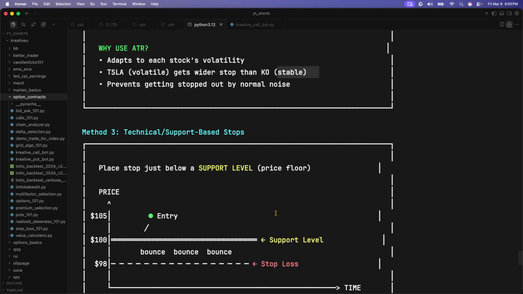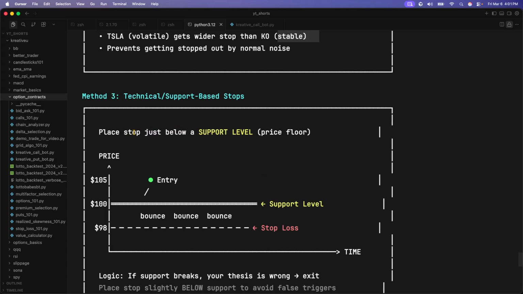Method 3 is going to be a technical support-based stop. So the stop is placed just below a support level, the price floor.